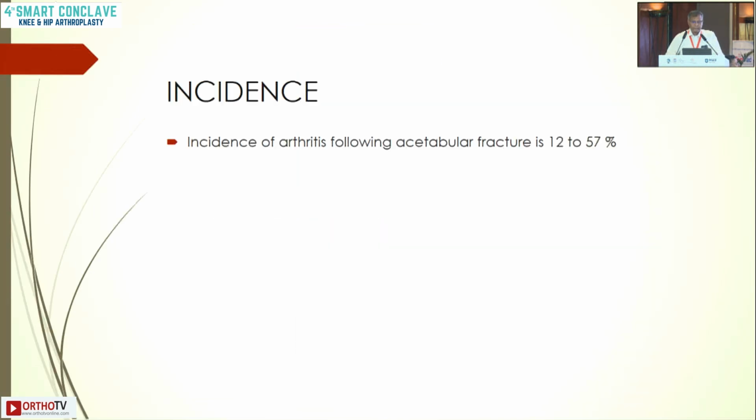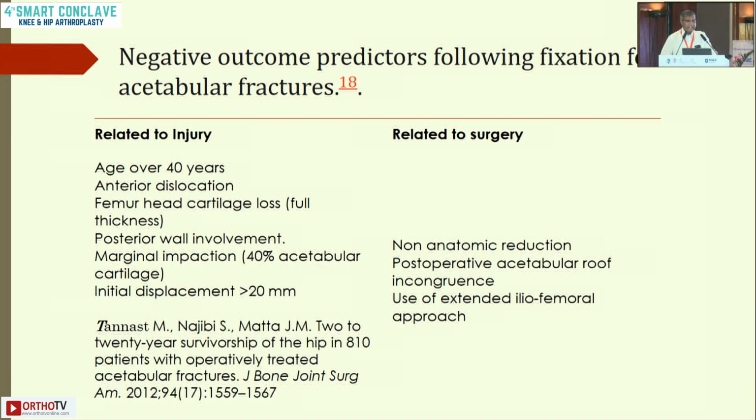So the incidence of arthritis following acetabular fracture is 12 to 57%. The negative outcome predictors following fixation for acetabular fracture are age over 40 years, anterior dislocation, and femoral head cartilage loss, and old age, more than 65, as the patient already has osteoarthritic changes.